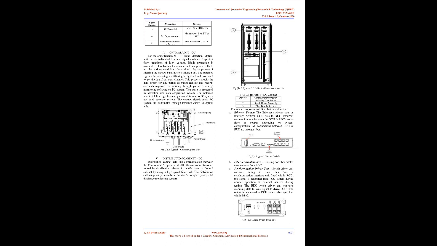This process checks the data stream for any partial discharge activity and records elements required for viewing through partial discharge monitoring software on PC system. The pulse is processed by detection and data acquisition system. The obtained result of ultra-high frequency channel is sent to PC system and fault recorder system. The control signals from PC system are transmitted through Ethernet cables to the optical unit.